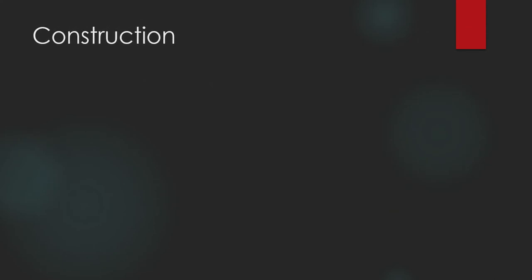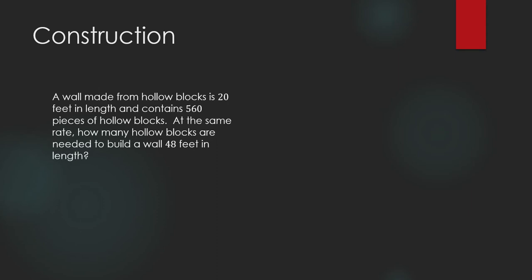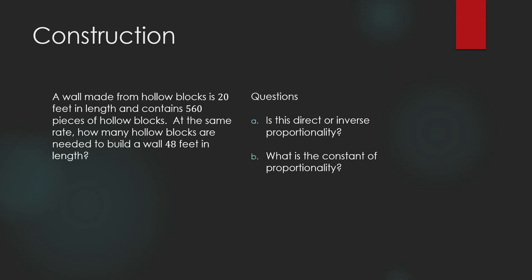This one is about construction. A wall made from hollow blocks is 20 feet in length and contains 560 pieces of hollow blocks. At the same rate, how many hollow blocks are needed to build a wall that is 48 feet in length? Questions. Is this direct or inverse proportionality? What is the constant of proportionality?